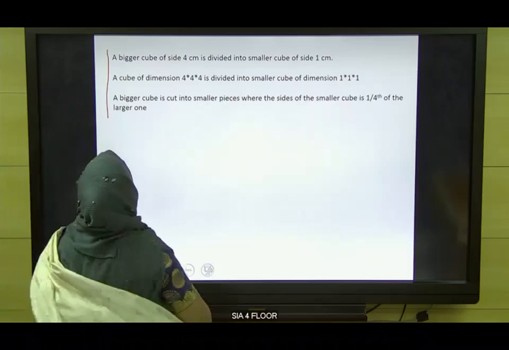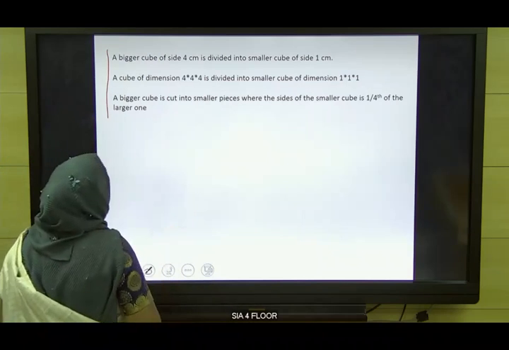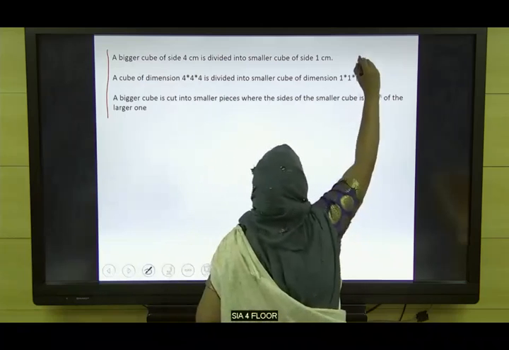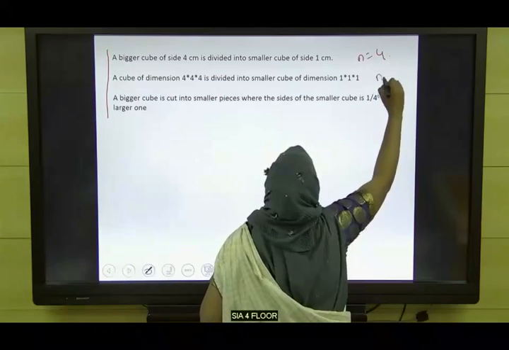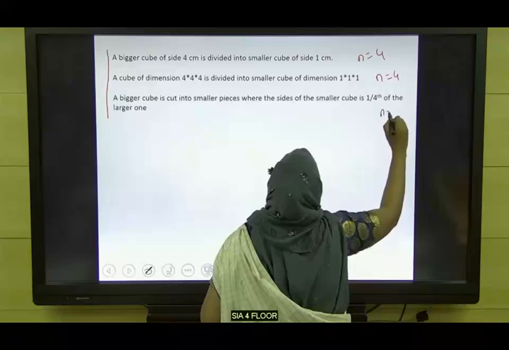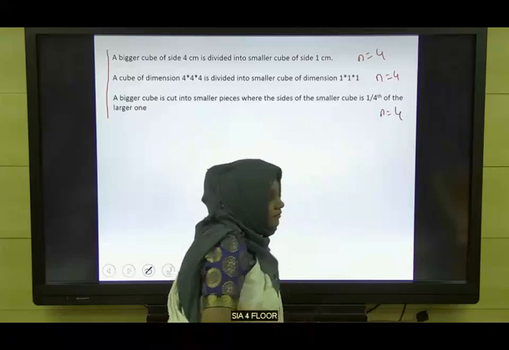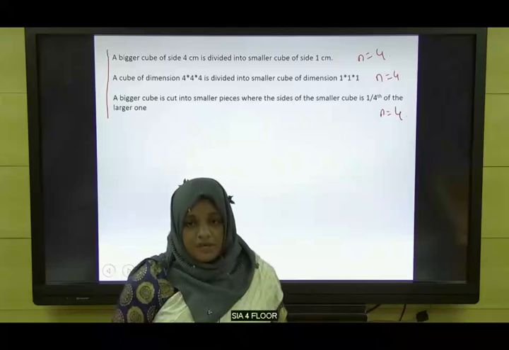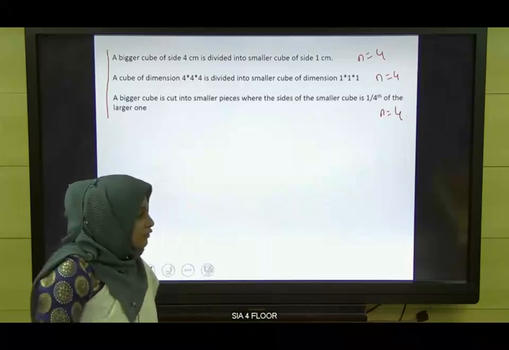Okay, hope you have written. Bigger cube, what it means is very simple. Here they mentioned that n is equal to 4. Here also the meaning is n is equal to 4. Here again the meaning is n is equal to 4. So the meaning of the entire sentence is n is equal to 4. That's all. Why is n equal to 4?